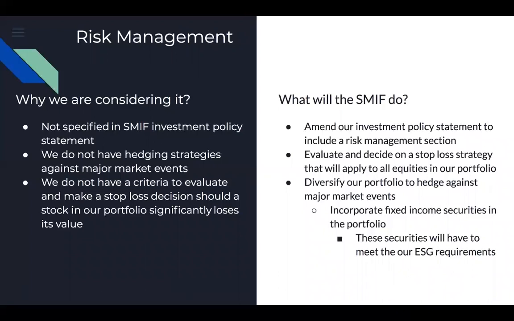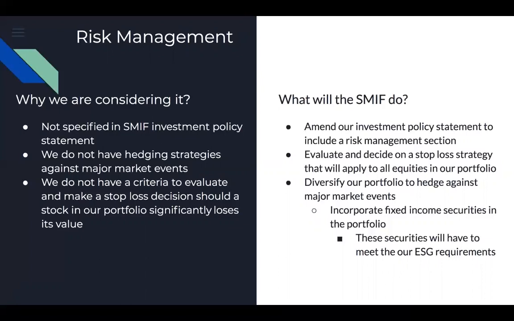Another thing we do not have in our investment statement is a way to measure or have a criteria set up that we can use to evaluate what we should do to put in stop loss decisions for equities that are losing significant value in our portfolio. Based on these considerations, one of the first things that we plan to do as a fund together is to amend our investment statement to include a risk management section. Part of this risk management section would have ways and methods to evaluate the different equities in our portfolio to implement a stop loss strategy.